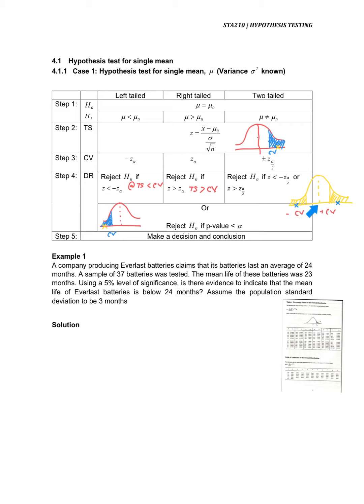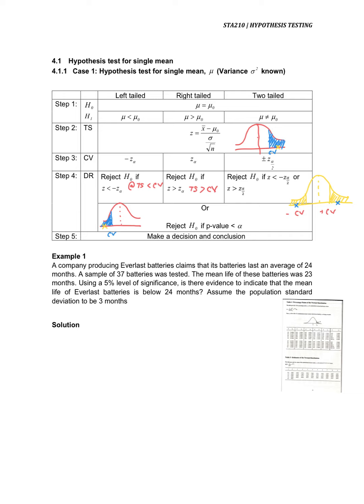If you use the p-value, the rules are the same for the left tail, right tail, or two tail. There is only one rule if you use the p-value approach. We will reject H0 if the p-value is less than alpha. So we have no negative or positive value, we just compare the value of the p-value with alpha. And then the last step, we make a decision and conclusion.